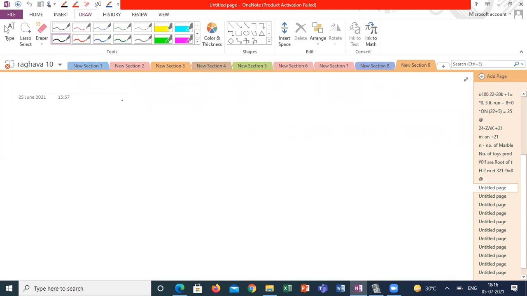Solve for x. x by x plus 1 plus x plus 1 by x is equal to 25 by 12. Please solve.